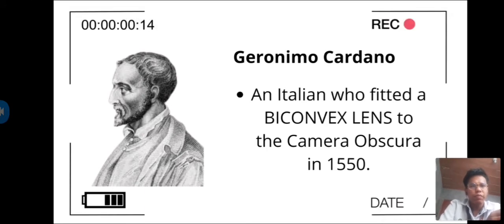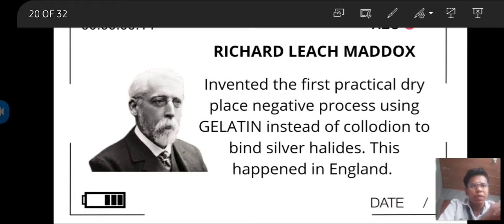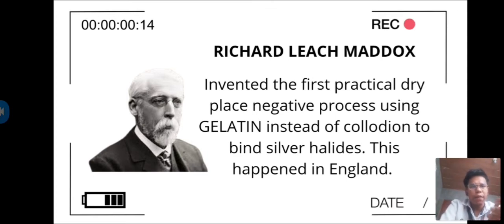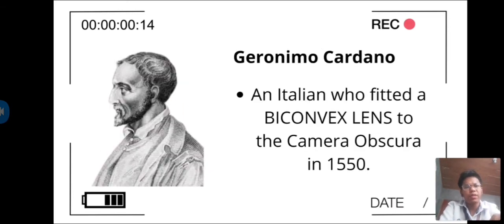Next one is Sir Richard Leach Maddox. He invented the first practical dry plate negative process using gelatin instead of collodion to bind silver halides, wherein this happened in England. Okay, so kung mapapansin nyo, ang invention and discoveries ng tatlong to, si Sir Abel, si Frederick Scott Archer, at si Richard Leach Maddox, okay, nagfo-focus siya sa faster processes of photography. Okay, ang pinagkaiba lang nila is they use different materials to do it. Si Sir Abel, ang ginamit niya ay albumen, tapos si Sir Frederick naman, ang ginamit niya ay chemical, which is collodion. Dito naman si Sir Richard Leach Maddox, ang ginamit naman niya is gelatin for faster reaction.